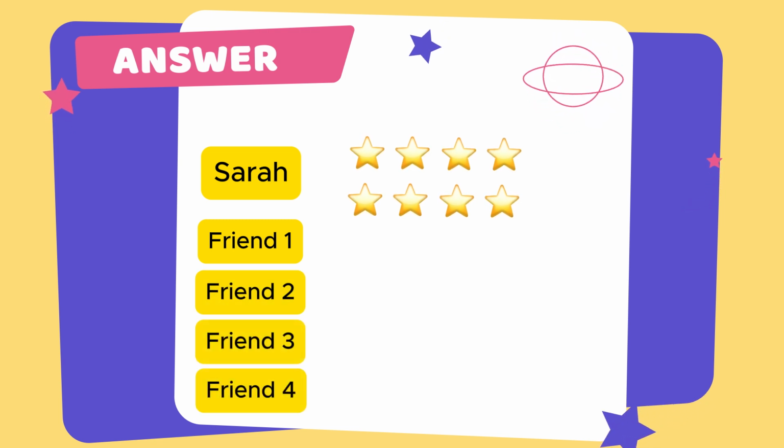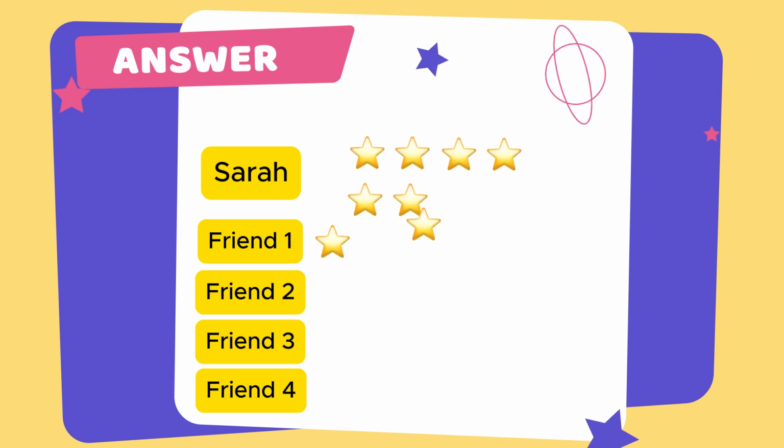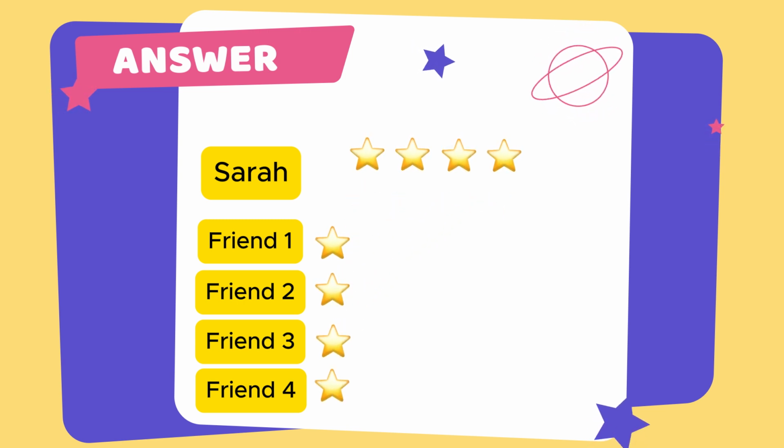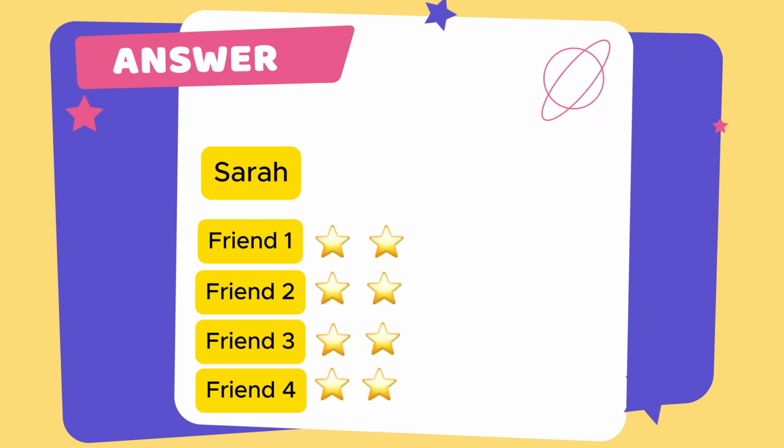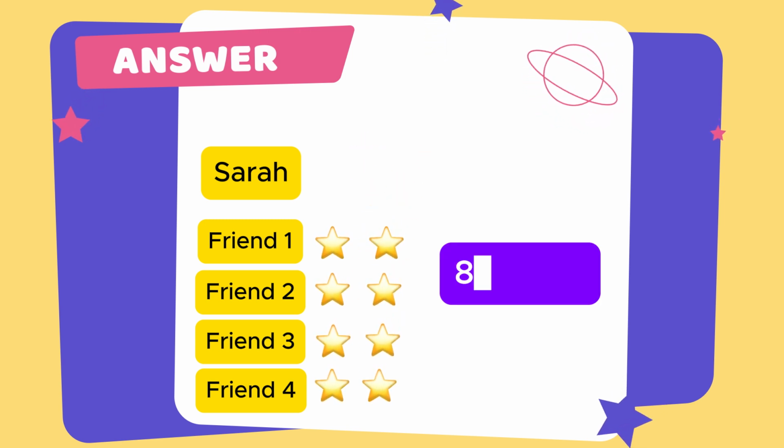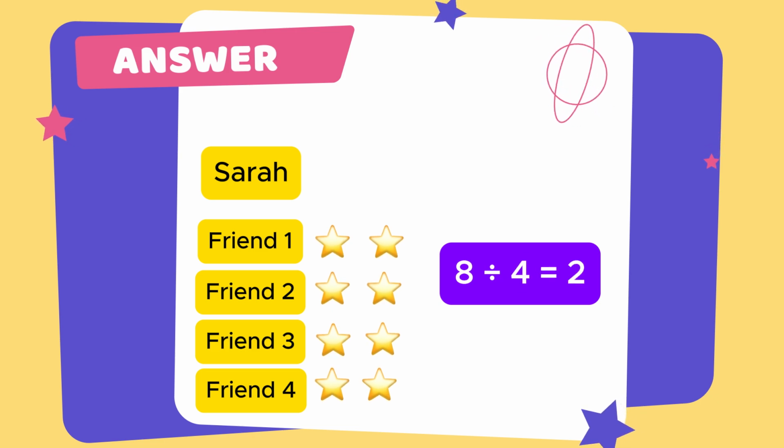Let's count. We give 1 star to each of the 4 friends. Then, we give 1 more star to each of them. So, each friend gets 2 stars. That means 8 divided by 4 equals 2.